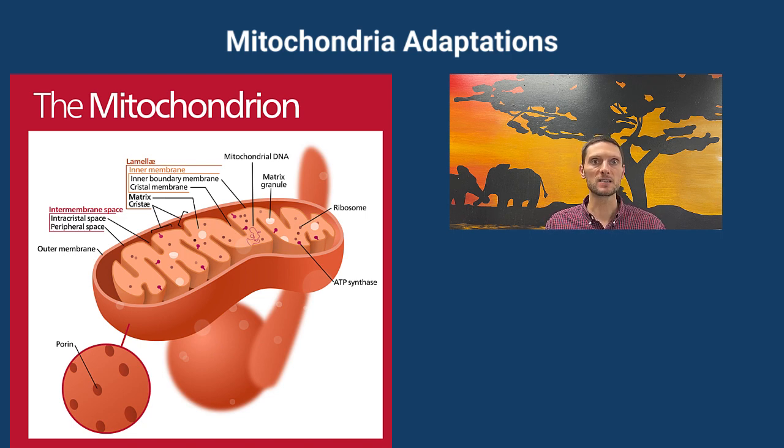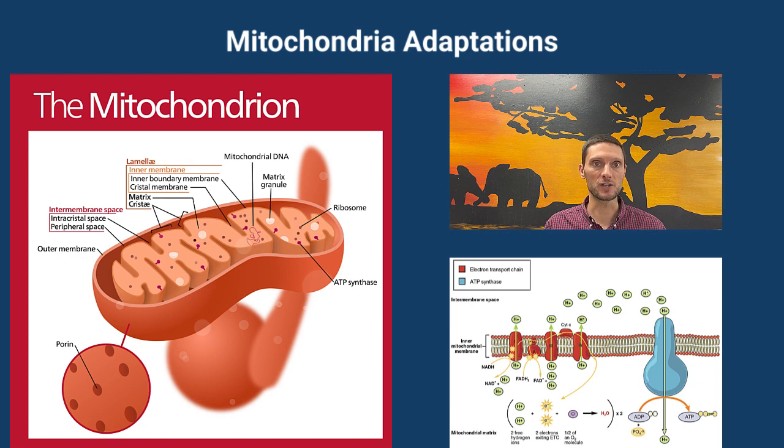Because of this inner membrane, it creates a structure called cristae, which are tubular projections, and they increase the surface area that's present, really just allowing for more proteins to be embedded within this inner membrane and more space for the electron transport chain and thus ATP production.